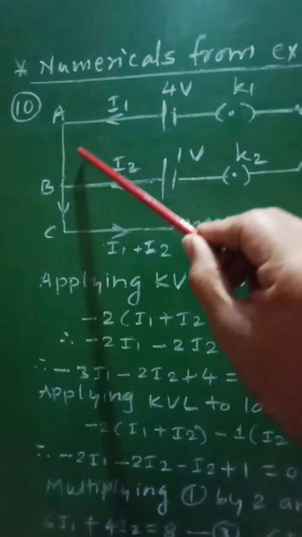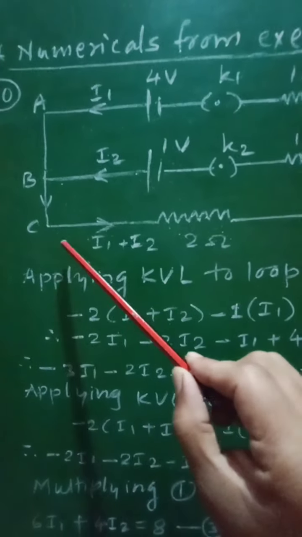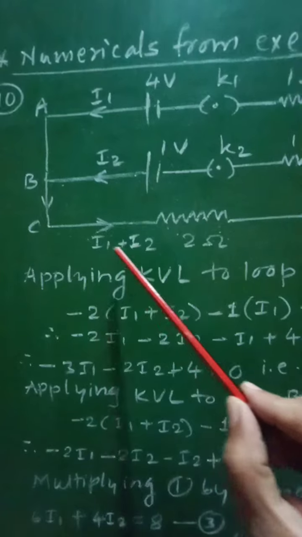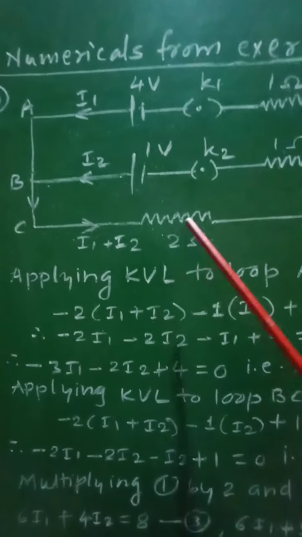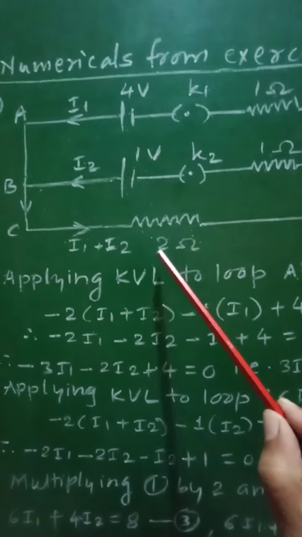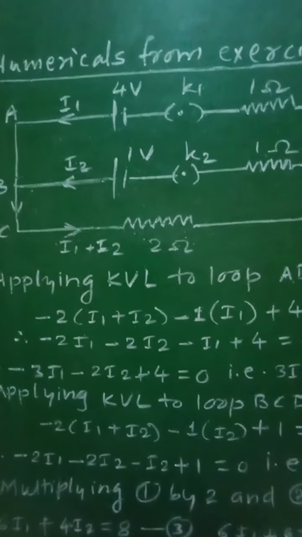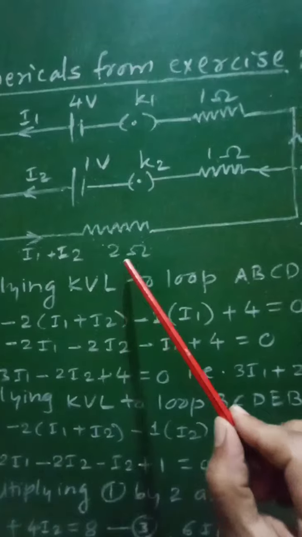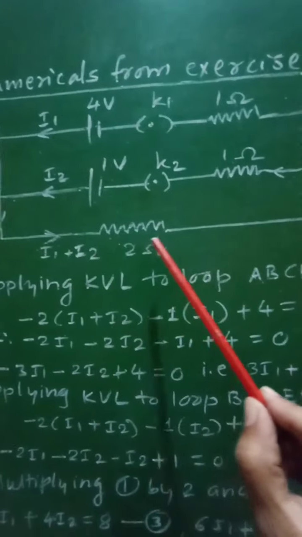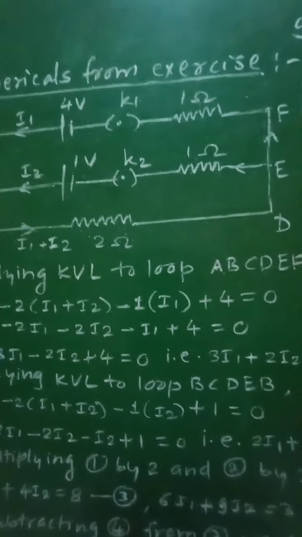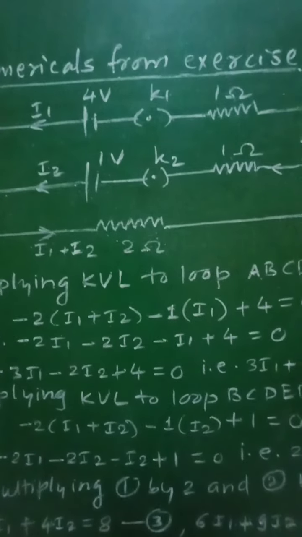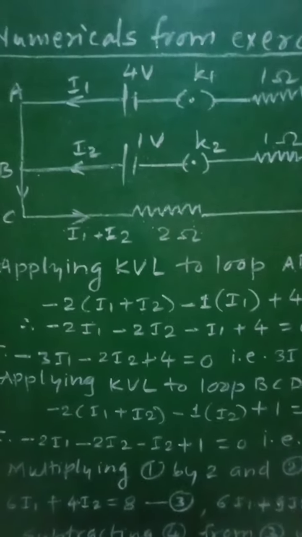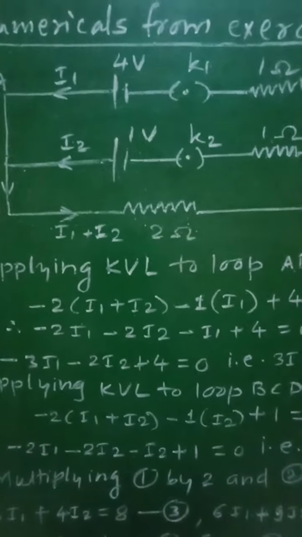Both these currents are flowing in the same direction and therefore total current I1 plus I2 will pass through this external resistance of 2 ohm. And then we have to find out the value of this I1 plus I2 which passes through this external resistance. And therefore, for this we will have to use Kirchhoff's voltage law.